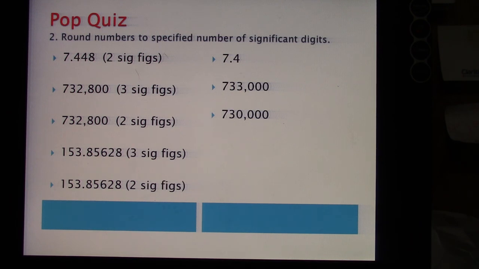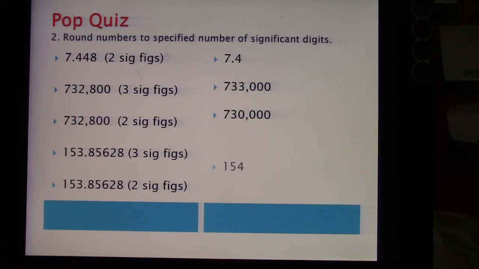How would you round the next one to 3 sig figs? Well, 8 is higher than 5, so that would be 154. And then the last one would be 150 with no decimal point, right? Because if you put a decimal point, that would be 3 sig figs.